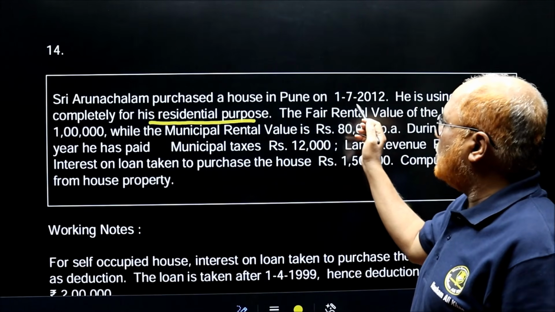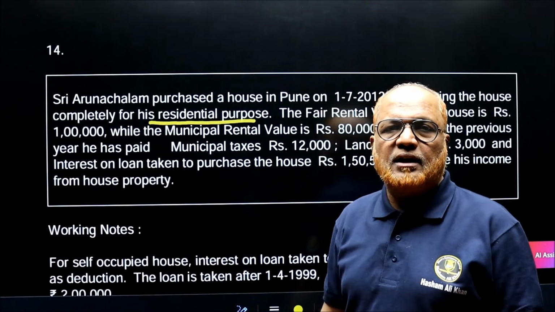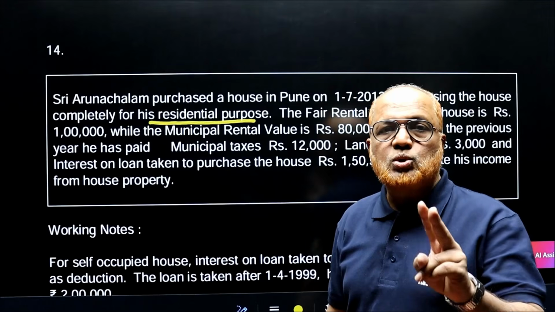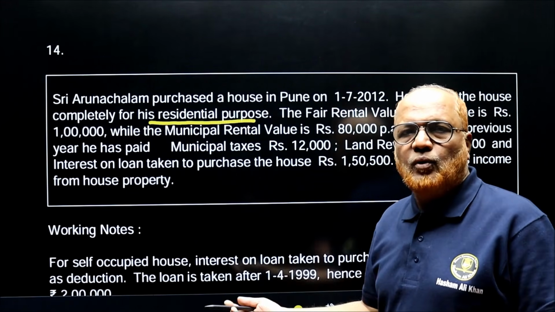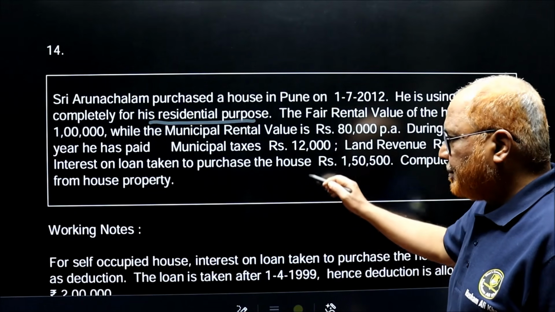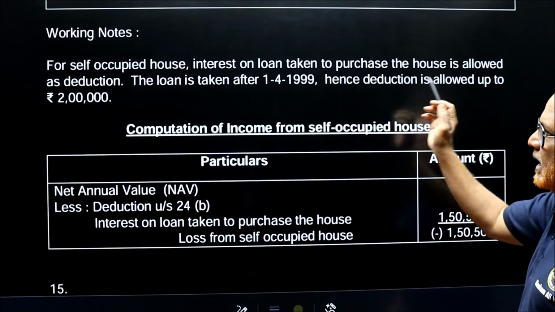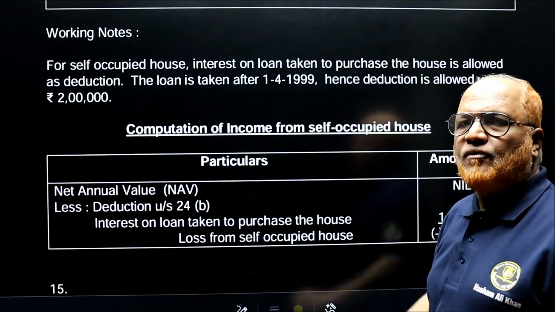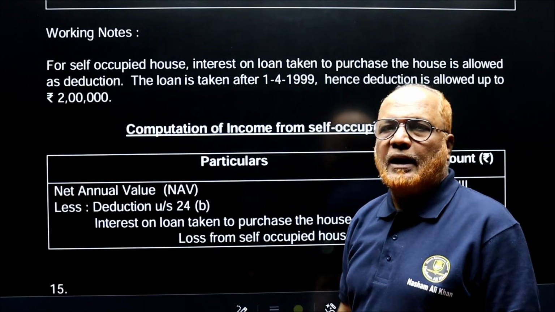Here he has purchased the house on 1/7/2012. That means after 1/4/1999, so the limit is 2 lakh. How much has he paid? 1,50,500. So fully allowed as deduction. Now see here, for self-occupied house, interest on loan taken to purchase the house is allowed as deduction. The loan is taken after 1/4/1999. Hence deduction is allowed up to 2 lakh rupees.